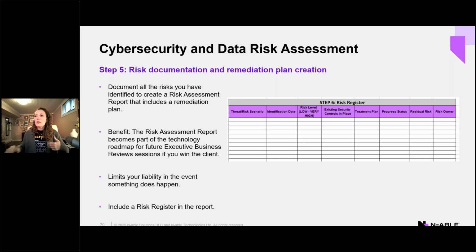And so what I'm showing here is a sample of what we call a risk register. And I just had a conversation with an MSP about this yesterday, and they're not really doing anything from a risk register standpoint.